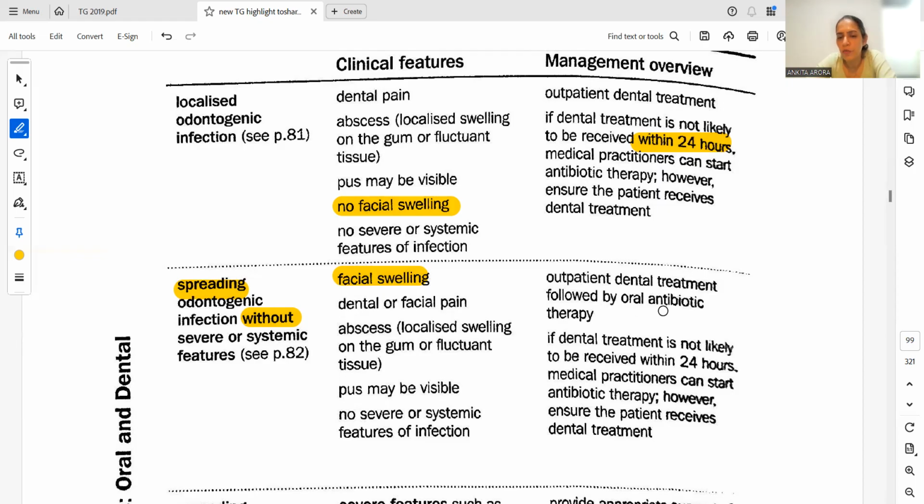Outpatient dental treatment followed by oral antibiotic therapy. So here we can do the dental treatment in OPD, plus we have to give oral antibiotics. If dental treatment is not likely to be received within 24 hours, medical practitioners can start antibiotic therapy. However, ensure that the patient receives dental treatment.